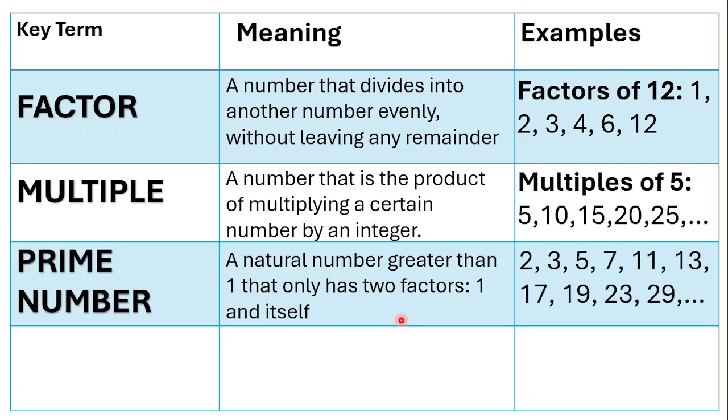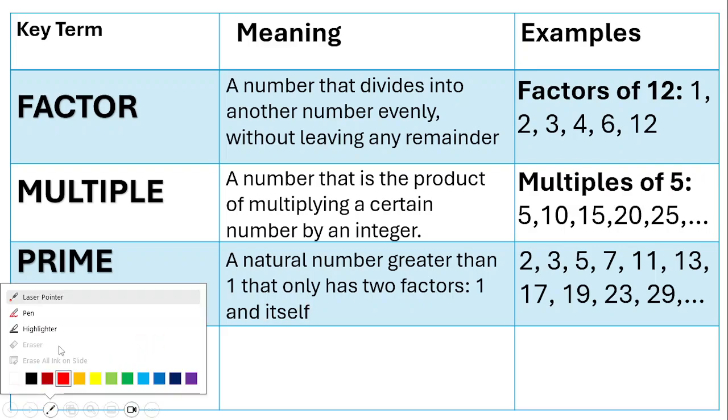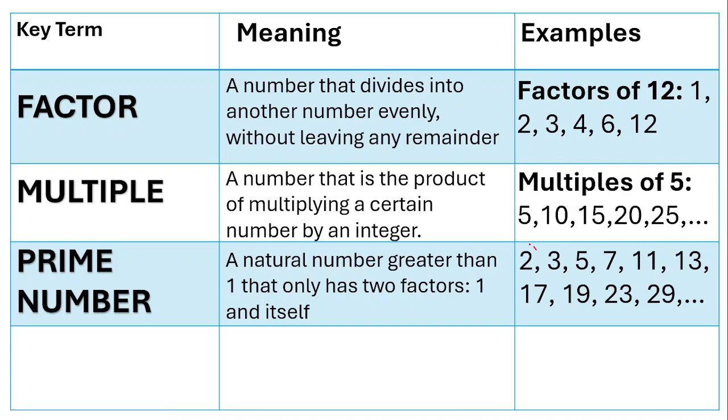So what are some prime numbers? We have 2, 3, 5, 7, 11, 13, 17, 19, 23, 29, and the list goes on and on. These are prime numbers. They only have two factors, 1 and itself. It's important to note that 2 is the only even number that is prime.